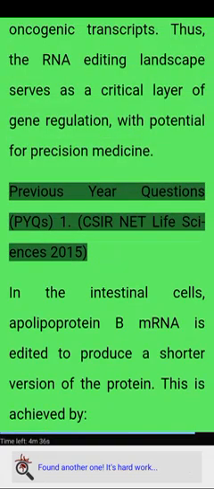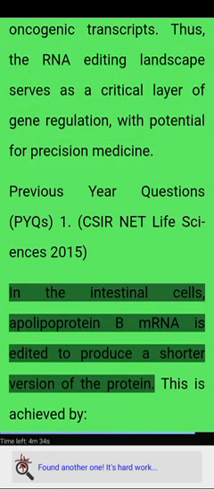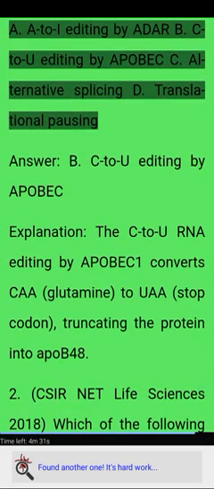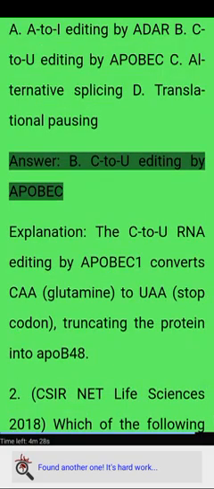Previous year questions, PYQs. 1. CSIR NET Life Sciences 2015. In the intestinal cells, apolipoprotein B mRNA is edited to produce a shorter version of the protein. This is achieved by: A. A-to-I editing by ADAR, B. C-to-U editing by APOBEC, C. alternative splicing, D. translational pausing. Answer: B, C-to-U editing by APOBEC.